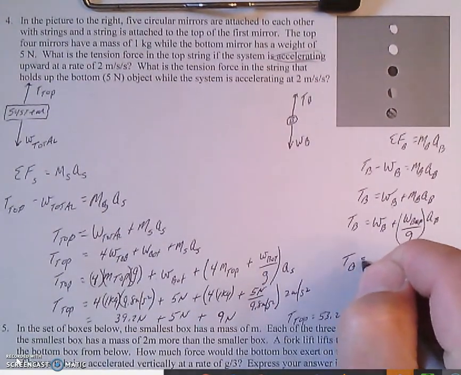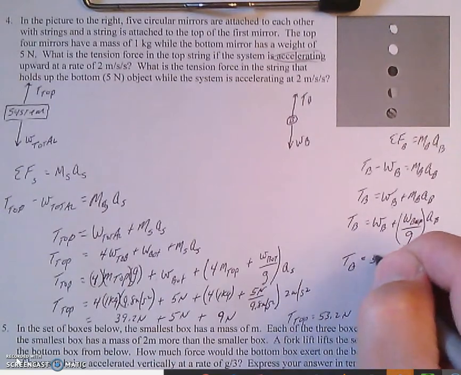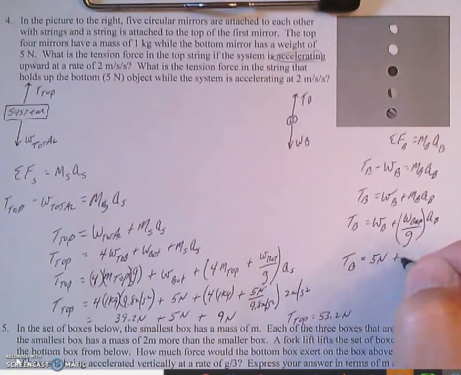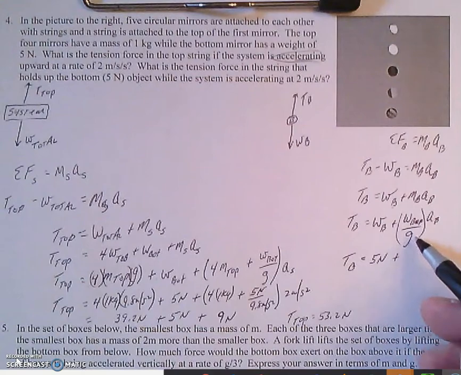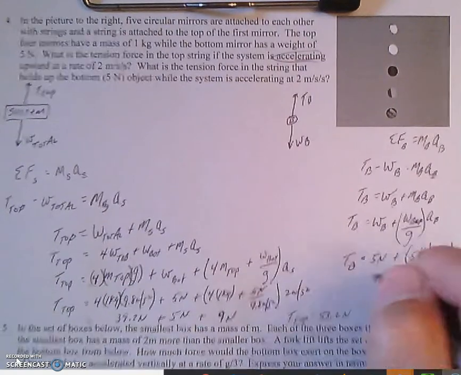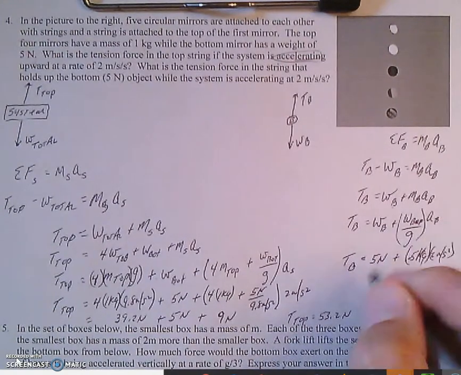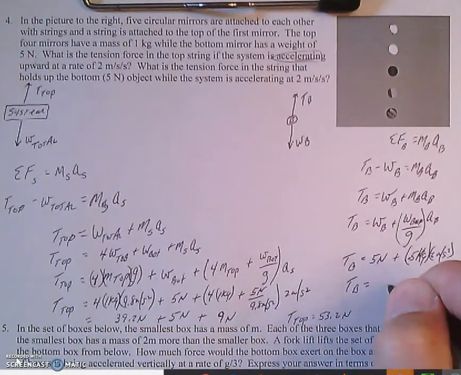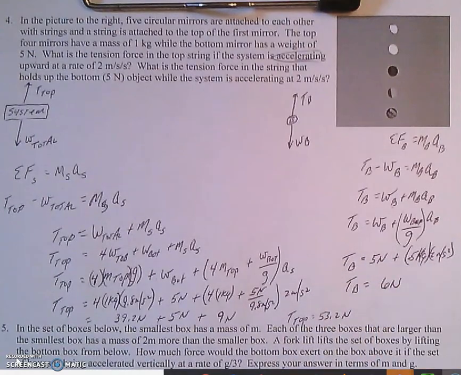So the tension in the bottom is equal to 5 newtons plus, basically again, 5 divided by 9.8, 5 divided by 10 gives us roughly a half. Oh, I'm sorry, half of a kilogram rather, times 2 meters per second squared. That's 0.5, right? Then the tension in that bottom is roughly 6 newtons.